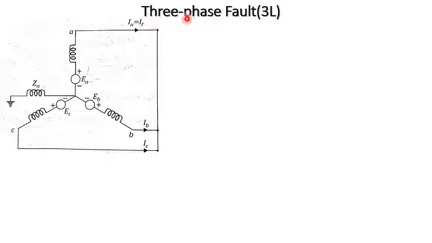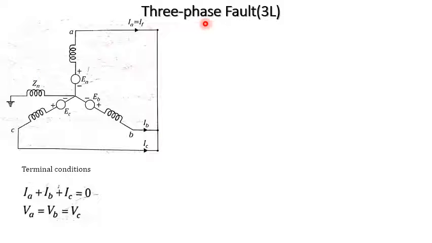Next type of fault, that is the three phase fault. Consider that the phases A, B and C are faulted. Based on this we can write the terminal conditions. Because this is the three phase fault and it is not grounded, IA plus IB plus IC is going to be 0. So the voltage VA is the same as VB, and also the same as VC.